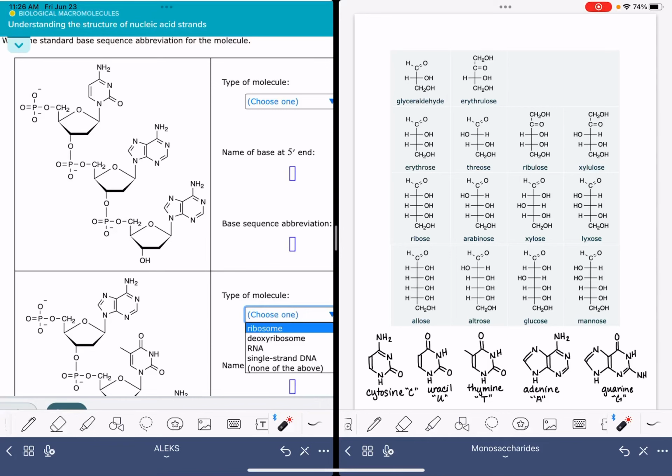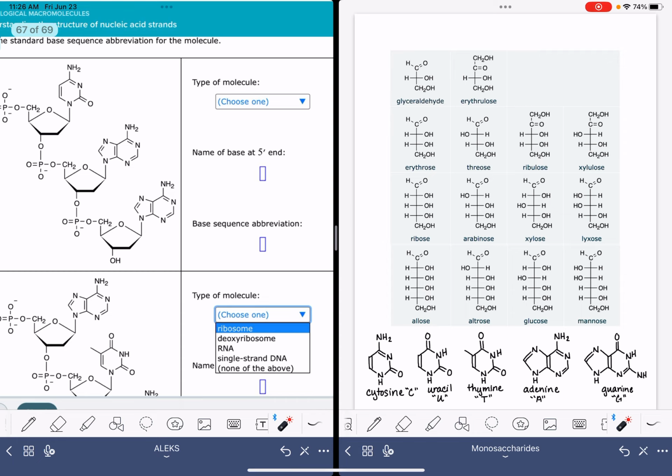In this video, we're going to work on the ALEKS problem called Understanding the Structure of Nucleic Acid Strands. This is a pretty straightforward problem. It's going to give you 3 nucleic acid molecules. For each one, it wants you to classify the type of molecule, and then it wants you to just give the name of the nitrogenous base at the 5' end and also the base sequence abbreviation.